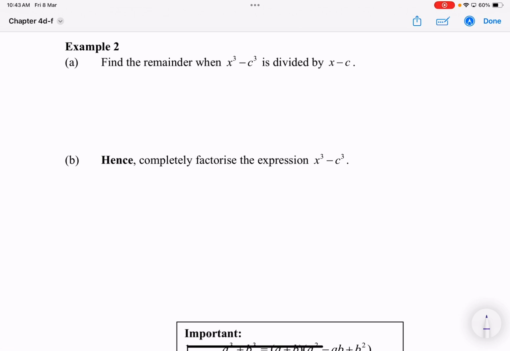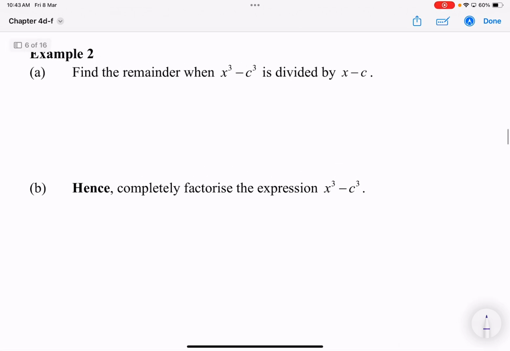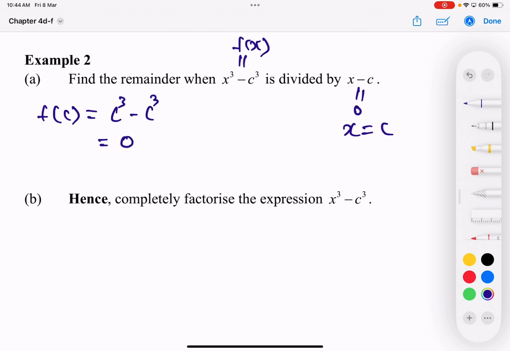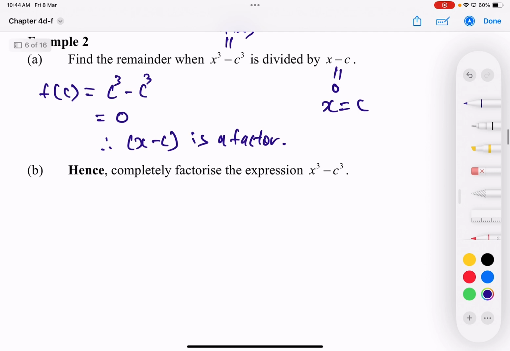Alright, okay, so this one let's do by long division. Find the remainder when it's divided by x minus c. So here, I know that x is equal to c. This is my original function f(x), so I substitute c inside. So I'm going to get c cubed minus c cubed is equal to 0. So therefore, x minus c is a factor. Okay, so therefore I know x minus c is a factor. Alright? Okay, so hence completely factorized.